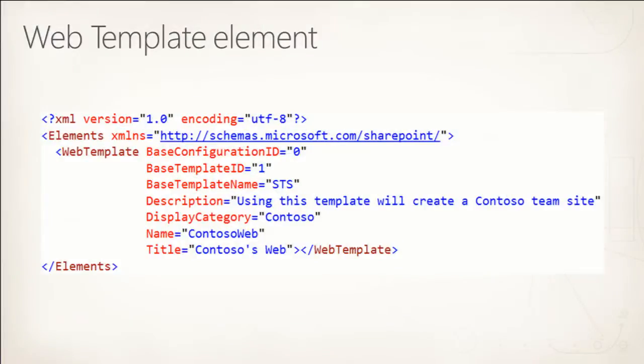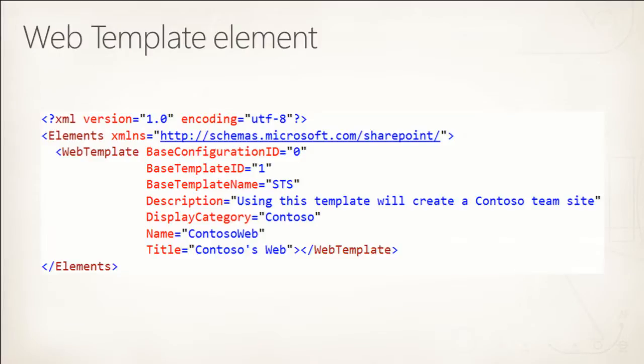So then we can go and look at creating actual web templates. This is what the web template element looks like. So if I'm creating a new web template in Visual Studio, this is what I have to put in there. You can see the web template element in there with a base configuration ID of 0, a base template ID of 1, and a base template name STS. This means the out-of-the-box template. So my base site definition is the out-of-the-box team site template.